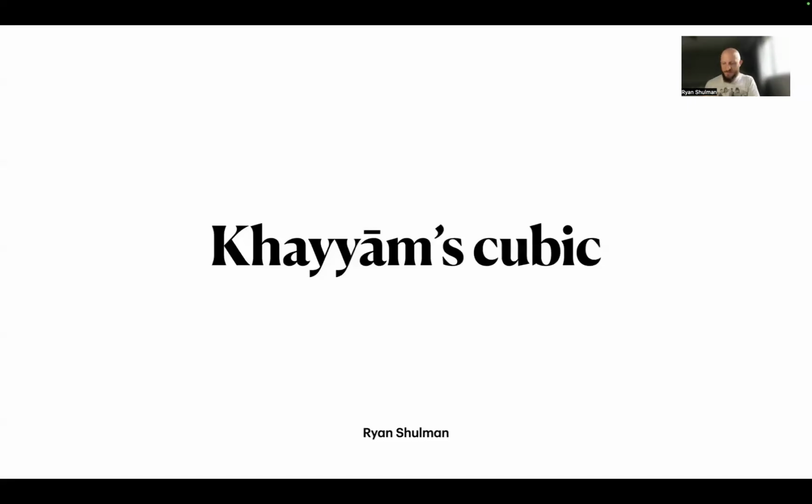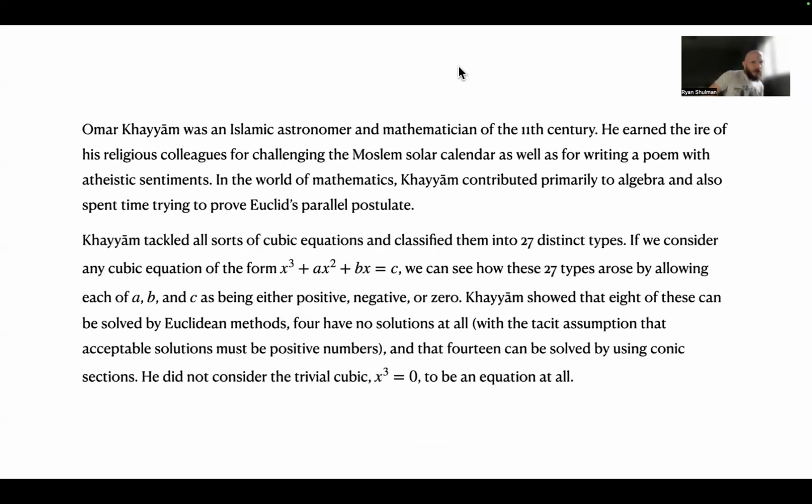This is going to be a presentation of Omar Khayyam's solution to a very specific type of cubic equation. Omar Khayyam was an Islamic astronomer and mathematician of the 11th century.